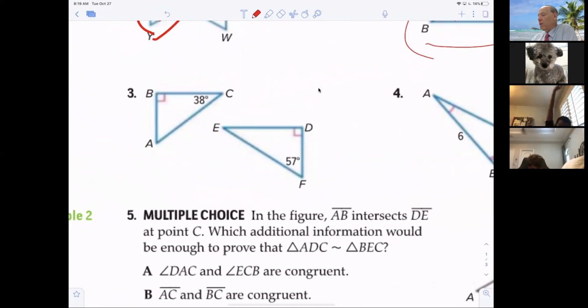Right, so angle A would be how much? 52 degrees, right? Come on, guys. Is everybody okay with that? And then angle E we'll just say is what? 33 degrees. So are these similar? No. That's how easy. All right, very, very easy.